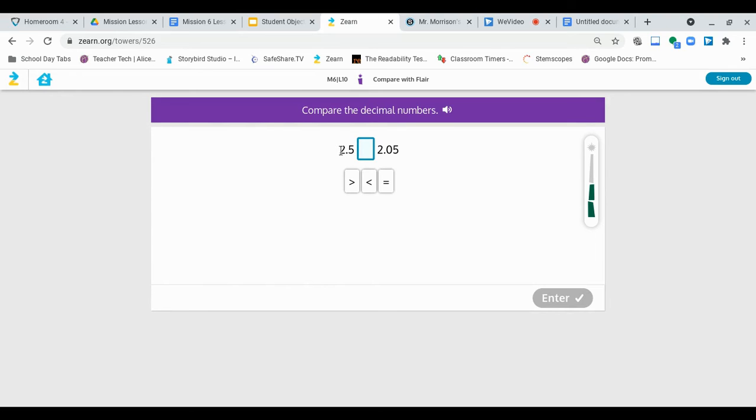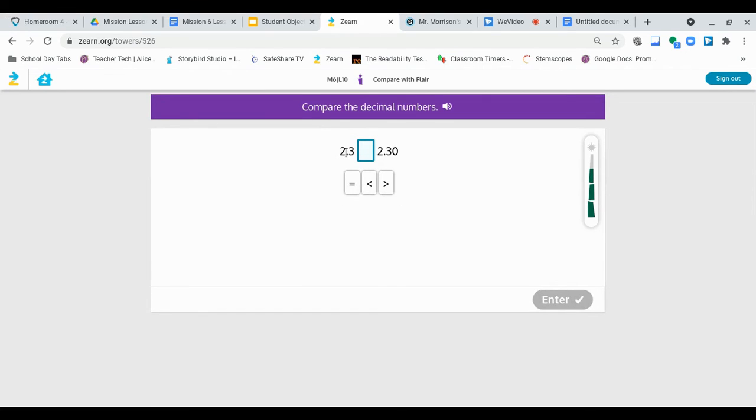So I look at the whole number place. They both have a 2 in the ones place, so we know we have to move to the right. Now I'm going to look at the tenths place. I see there's a 5 in the tenths place here, and this number has a 0 in the tenths place. I can stop right there, because this has a 5 in the tenths place and this has a 0. I know then that 2 and 5 tenths is greater than 2 and 5 hundredths. Good work.